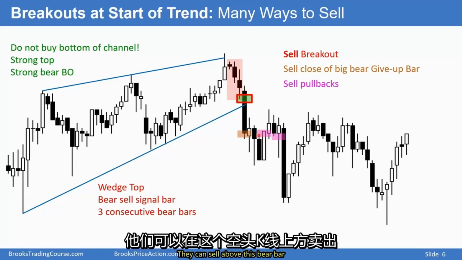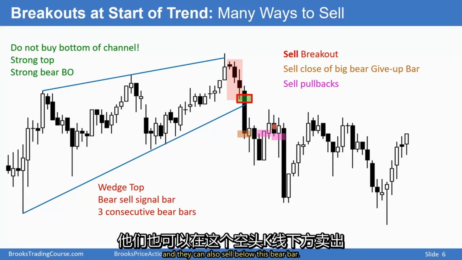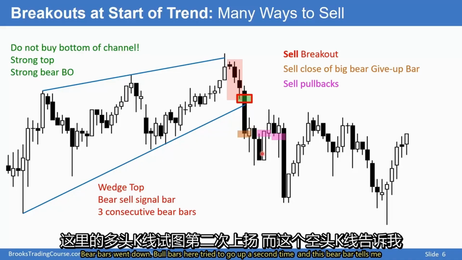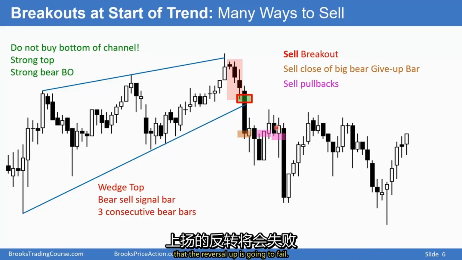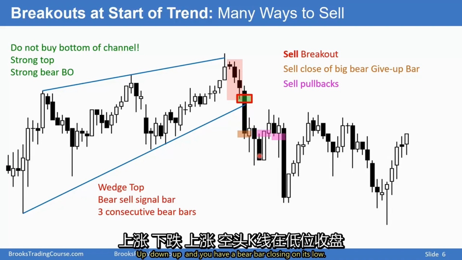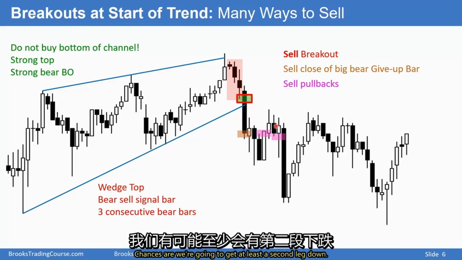They can sell above this bear bar, a bad-looking buy signal, and they could also sell below this bear bar. Bull bar here, so we tried to go up, and bear bars went down. Bull bars here tried to go up a 2nd time, and this bear bar tells me that the reversal up is going to fail. It's a double top bear flag, up, down, up, and you have a bear bar closing on its low. The market became always in short with this big bear breakout far below the bottom of the channel. Chances are we're going to get at least a 2nd leg down.